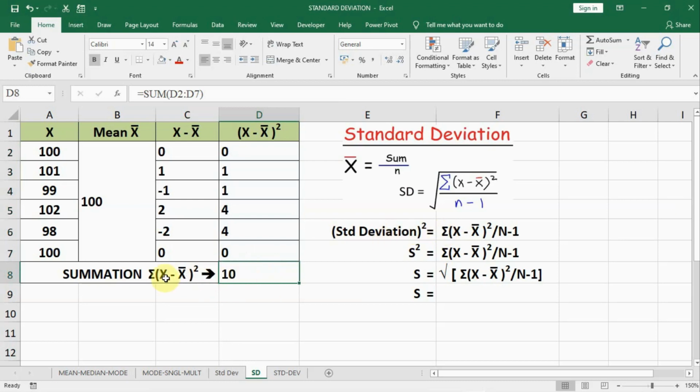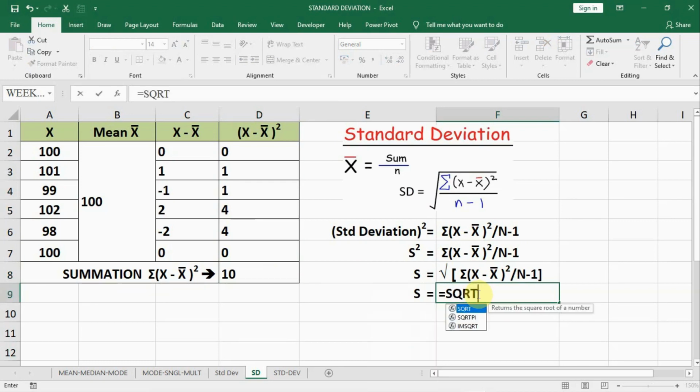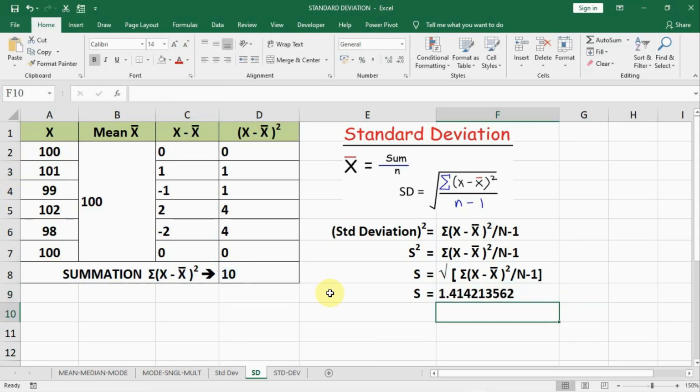Now for standard deviation, we have to divide sigma of (x minus x bar) whole square by n minus 1, where n is the number of observations, and here we have 6 observations. We write the formula as standard deviation is equal to square root of summation divided by n minus 1. We'll write the function here: equal to SQRT, bracket open, we select our summation, that is 10, and we divide it by bracket open n minus 1. Here n is 6, so 6 minus 1, bracket close. And now the square root, bracket close. We have two brackets, and the answer comes out to be 1.414.